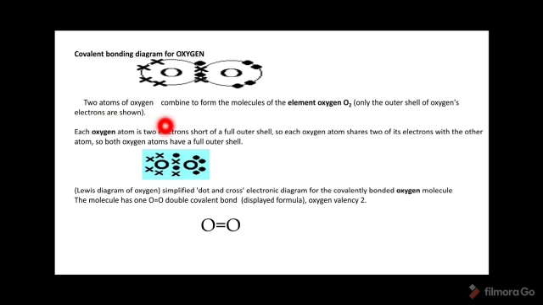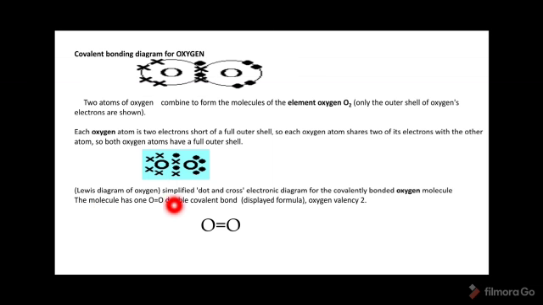2 atoms of oxygen combine to form a molecule of the element oxygen, O2. Here oxygen shares electrons. It has 6 electrons in the outermost shell. So both oxygens share 2 electrons. 2 of its valence electrons will form a double covalent bond. Each oxygen atom is 2 electrons short of a full outer shell. So each oxygen atom shares 2 of its electrons with the other atom. So both oxygen atoms have a full outer shell. This is how we get a double bond between these 2 oxygen atoms in the oxygen molecule.